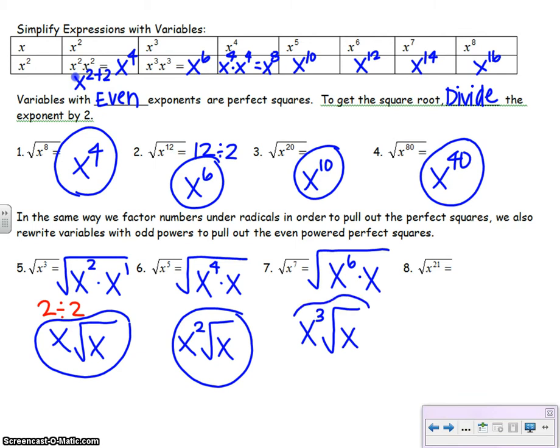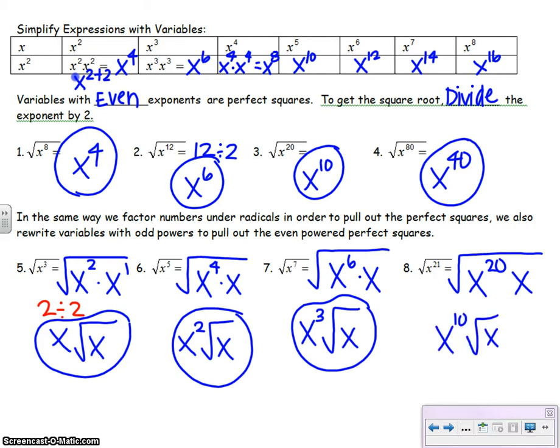Now hopefully we're seeing a pattern here: to take the square root of all these odd exponents, we're always going to leave an x to the first. So with x to the 21st, we'd have x to the 20th times x to the first, and then we'll have x to the 10th square root of x.